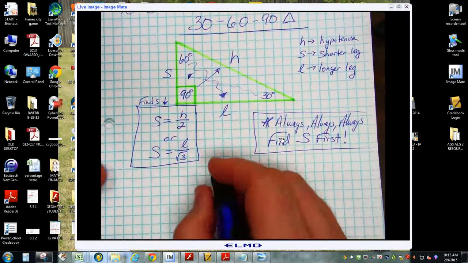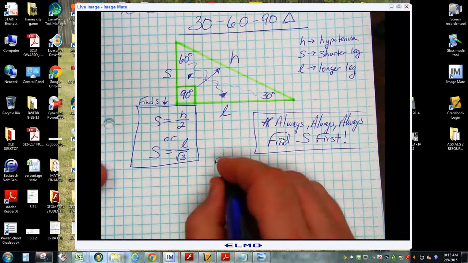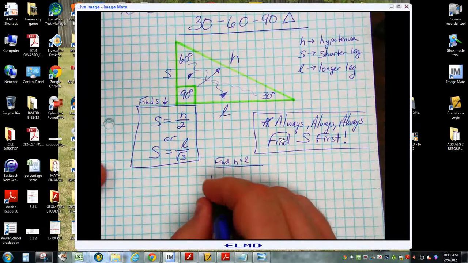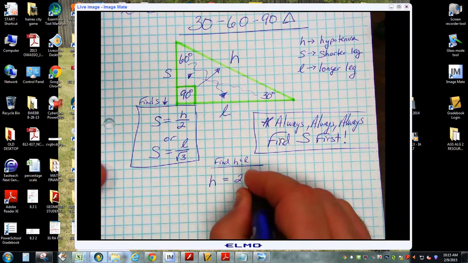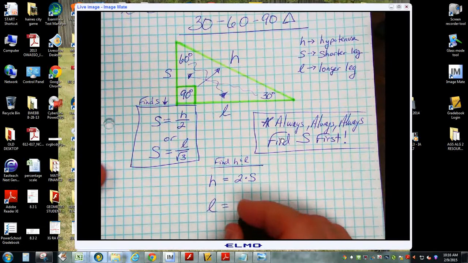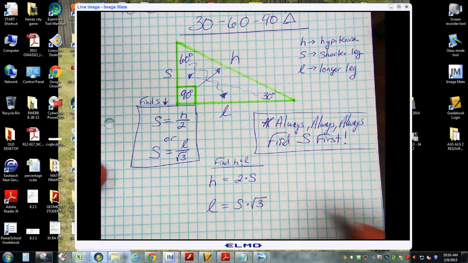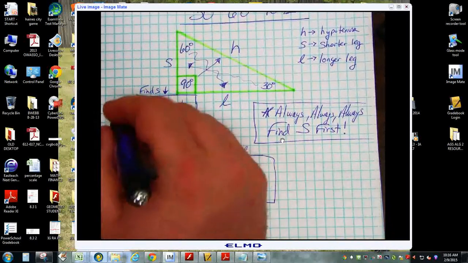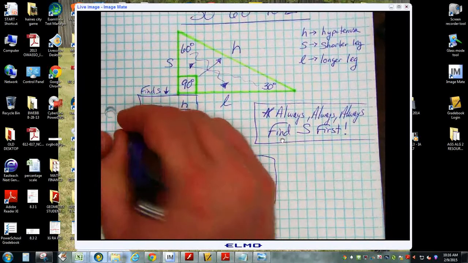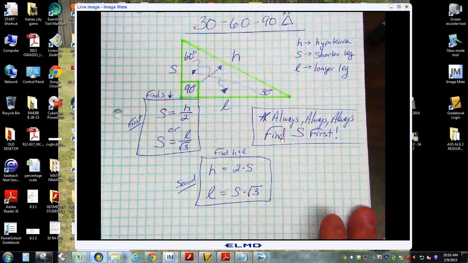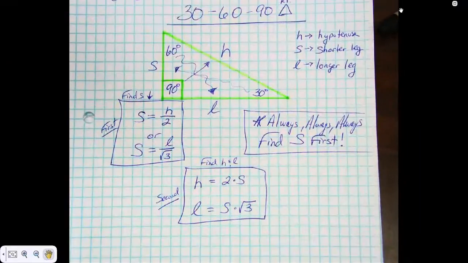Now, how do we find H and L? H is always equal to 2 times whatever S is. L is always equal to whatever S is times the square root of 3. That's how you find them. So this is what you do first, and then you do this second. Yeah, write it down now.